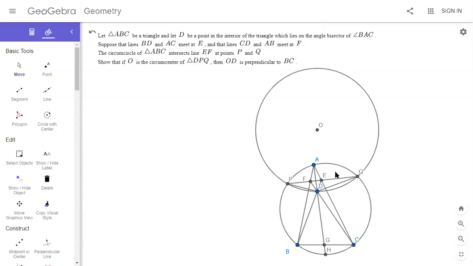So, just to catch Timo up, ABC is any triangle and D is any point on the angle bisector. BD and CD meet the sides at E and F. And then we let EF meet the circle at P and Q. And then we let O be the circumcenter of PDQ. And we want to show that OD is perpendicular to BC.